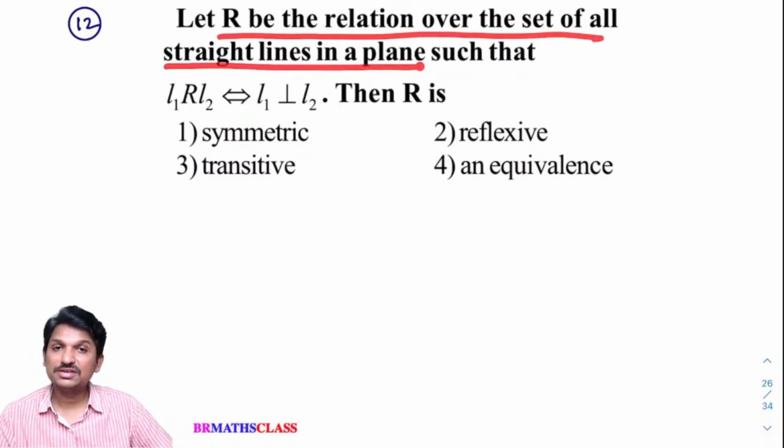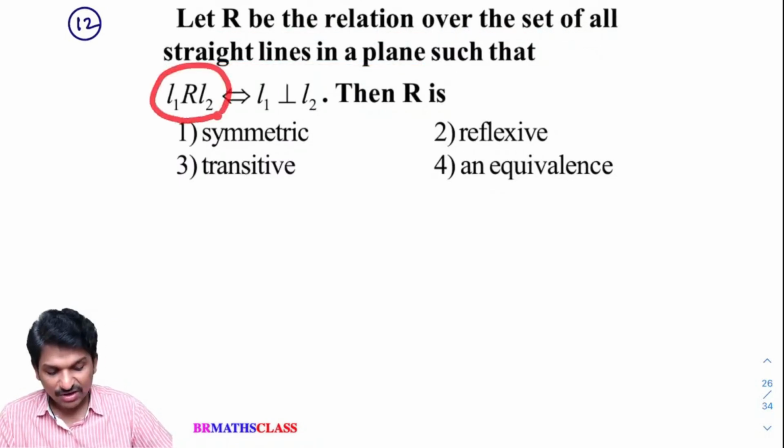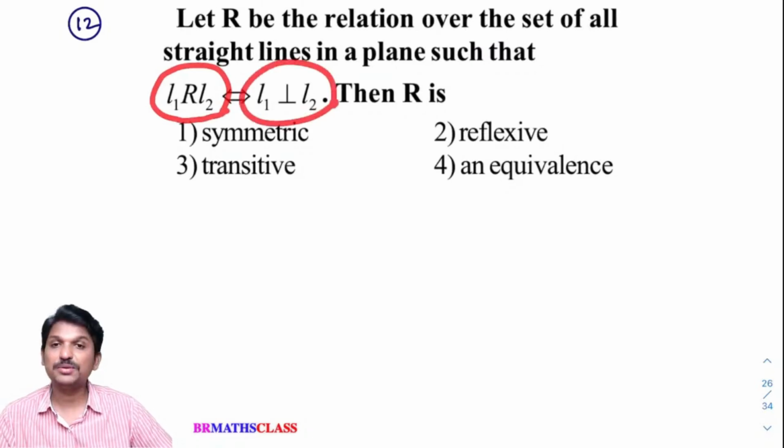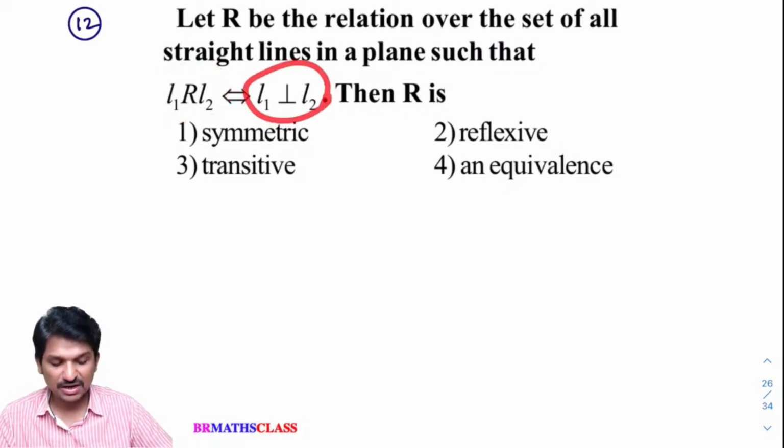In a plane, all straight lines are there. R is the relation on the set of all straight lines in a plane. Here, L1 is related to L2 in such a way that whenever L1 is perpendicular to L2, that is, two lines are perpendicular, then that ordered pair belongs to the relation.